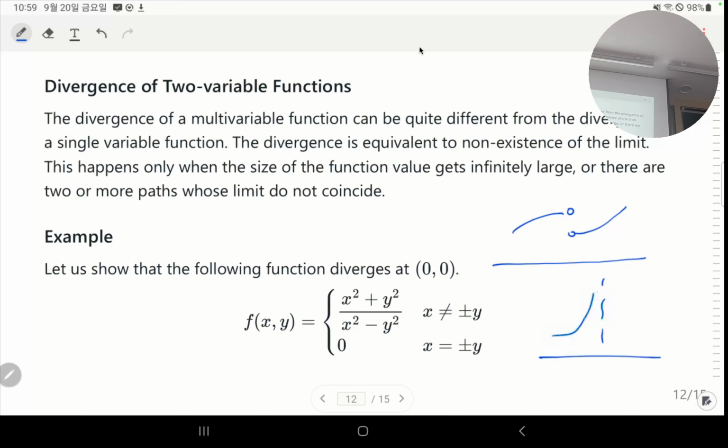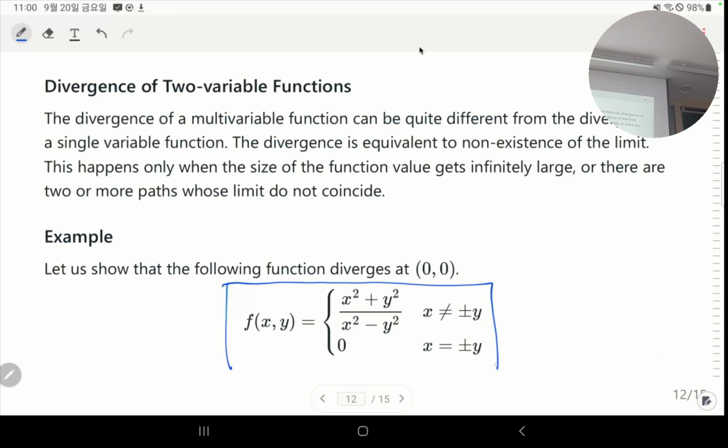Now the problem is there is the same notion of divergence in the two variable function case. But in the single variable case, if you want to check the divergence, you can only check the left hand limit and right limit. That's all, right? But in the two variable case, you have to figure out what happens for every path that approaches a certain point. So it's impossible. It's infinite.